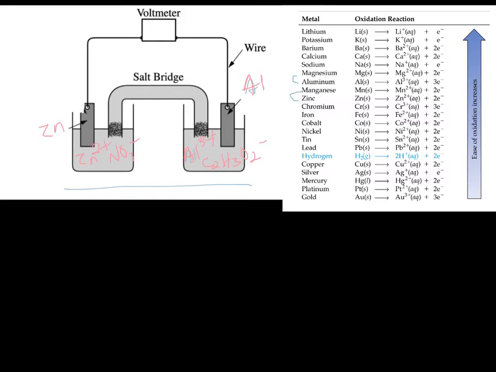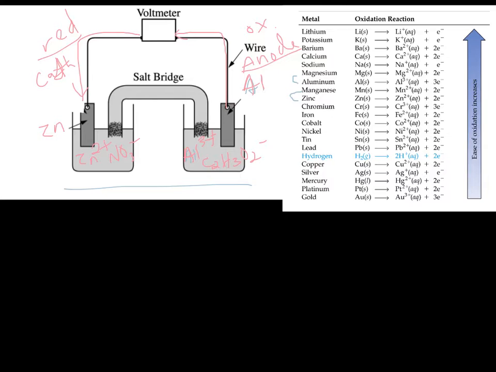Okay, so if aluminum is more reactive than zinc, then it will push electrons from itself over to this side. If that happens, that means aluminum is losing electrons, so we have oxidation happening here. We know the oxidation happens at the anode. So this side would be the anode. We have reduction happening here. That's happening at the cathode.